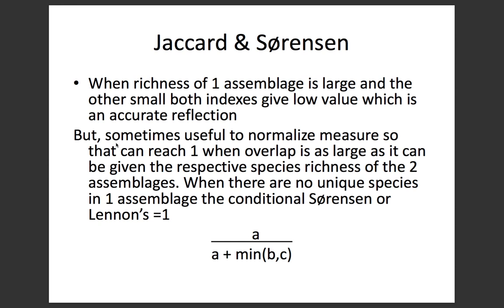When richness of one assemblage is large and the other is small, for example, one site has 20 species and the other site has 5 species, both indices give a low value, which is an accurate reflection. But sometimes it's useful to normalize measures so that we can reach one when overlap is large, as you can have problems when you have two assemblages with very large differences in richness.